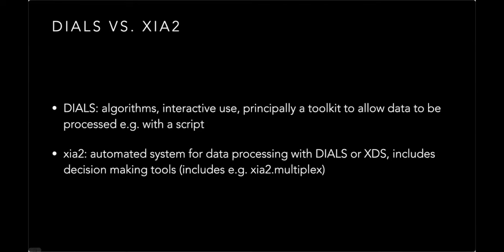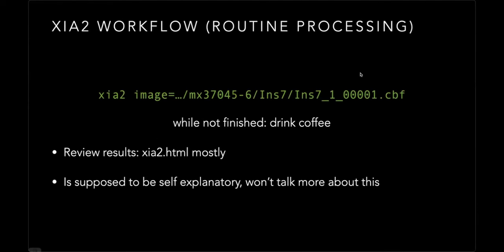It's there to be used either to do some interactive data processing because you're interested, or because you may want to incorporate it as a set of tools where you write your own data processing scripts or something like this. For the sake of completeness, the xia2 workflow is really quite straightforward. xia2, here are some data. You can pass more than one image equals. You can do some other stuff. Then you drink some coffee. And when you're finished, you look at the results. The idea of xia2 is it's supposed to be self-explanatory, so I don't really intend to talk much more about it. But when we come to a bit later on, the relevance of xia2 will come back.